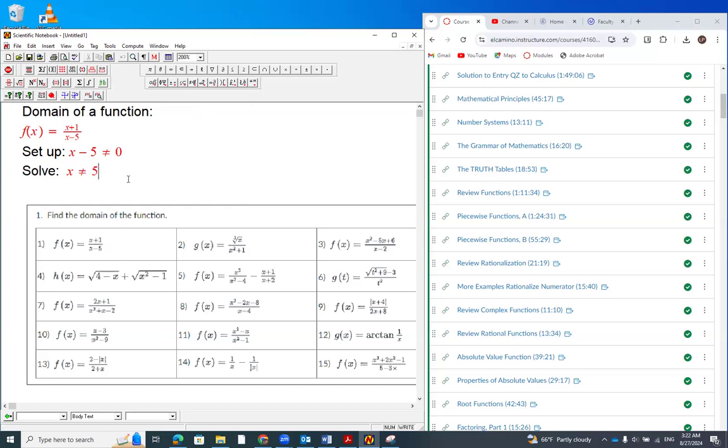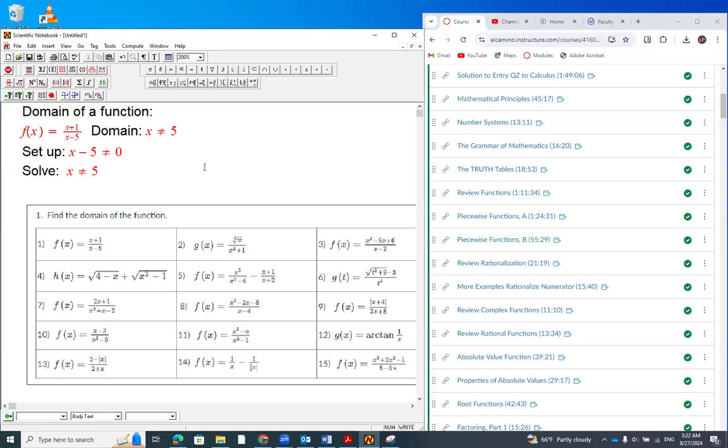So that's the domain. When you say the domain is x is not equal to 5, how do we read that? It's read as the domain of the function is all real numbers except 5. So when you write it like this, it's perfect.